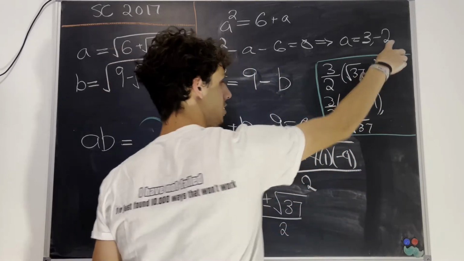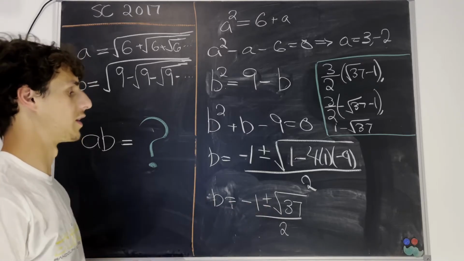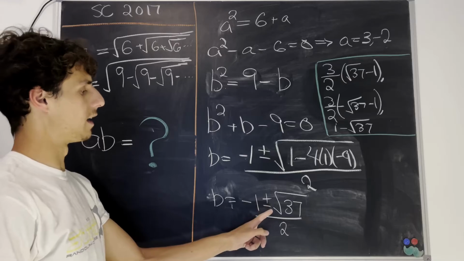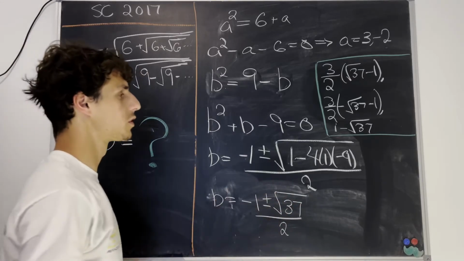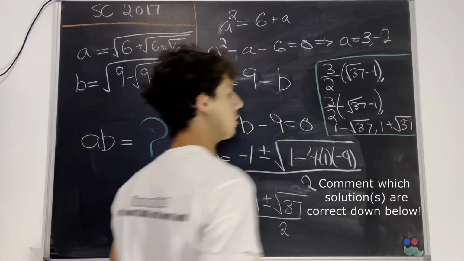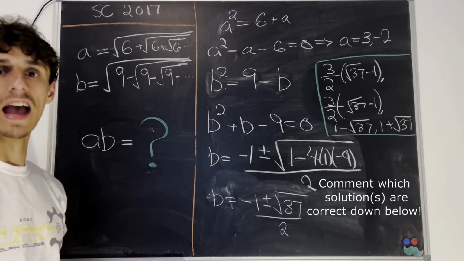That's negative 2 times this whole thing here, but then the 2's cancel and the signs on each of these flip. So we'll have positive 1 minus the square root of 37 for the positive solution of b. And then the negative solutions for both gives us 1 plus the square root of 37. So these are our 4 solutions for what a times b could be. And that's enough for now.